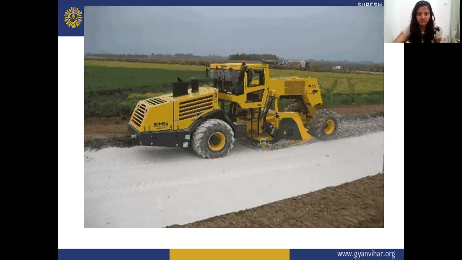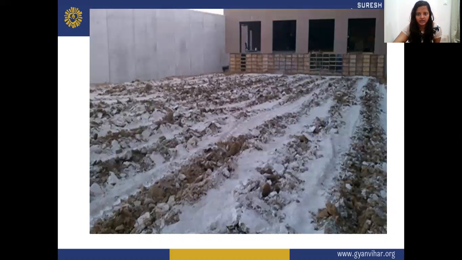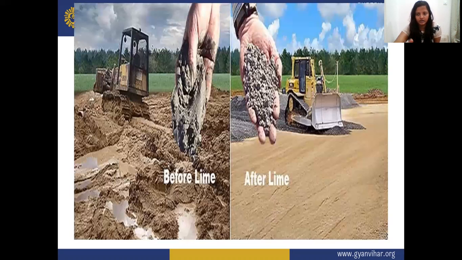So these are some of the pictures where the soil is prepared and the lime is thoroughly poured into the soil particles, where it will be thoroughly mixed. Before lime, it is marshy and unsteady, whereas after mixing of lime, we can see that the granular soil can retain its strength. It is less flowable, less viscous. It holds its position.